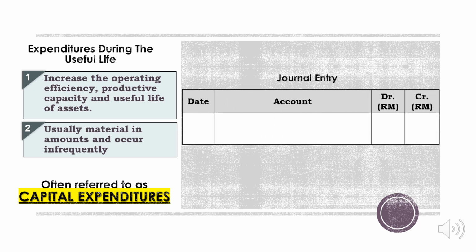How about the extraordinary expenditure during the useful life? It increases operating efficiency, productive capacity, and useful life of asset, usually major in amount and occurs infrequently, often referred to as a capital expenditure. The entry debit will be the equipment, building or land, credit will be cash.